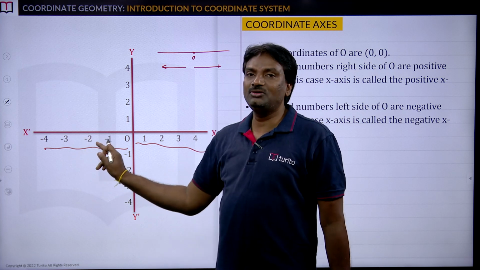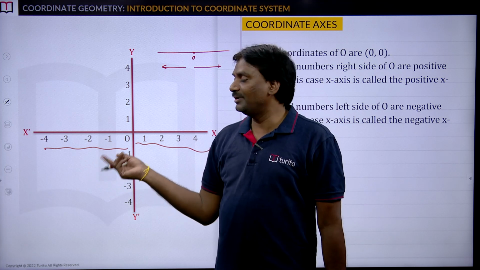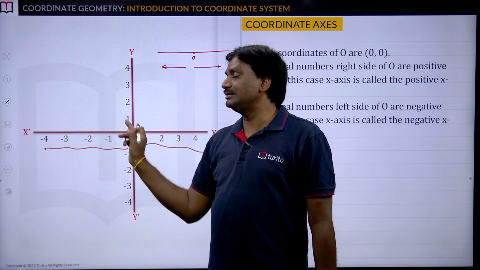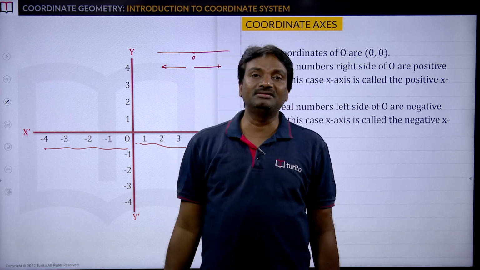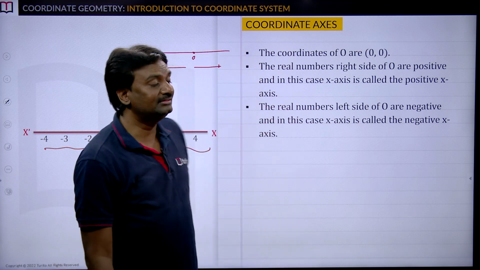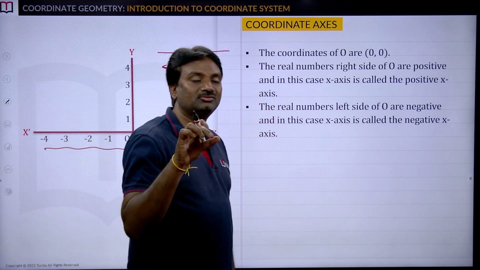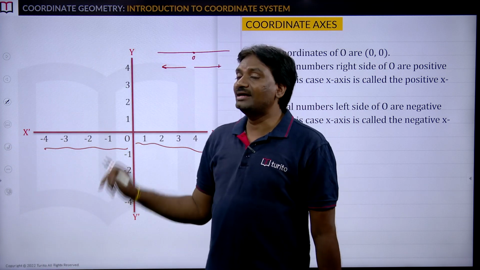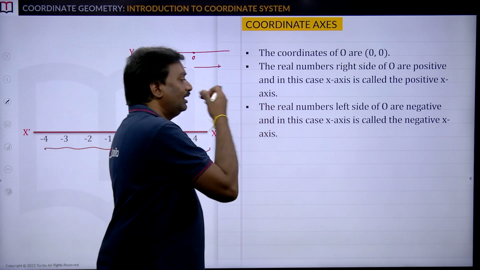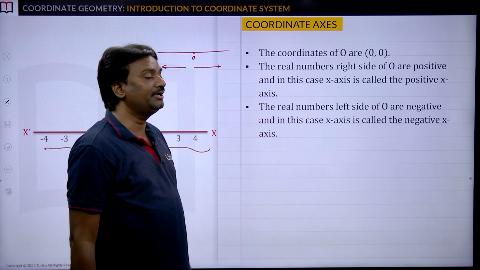So it is not necessary to consider only integers. You may take integers or fractions, decimal numbers, irrational numbers or rational numbers, whatever the numbers may be. If all those numbers lie on the left side of 0, then we can say they are negative real numbers. In this case we can say this is the negative x-axis. The combination of positive x-axis and negative x-axis is known as the x-axis. The x-axis is nothing but a horizontal line. The real numbers left of 0 are negative, and in this case the x-axis is called the negative x-axis.